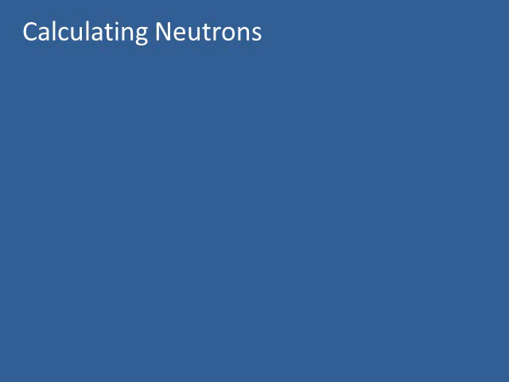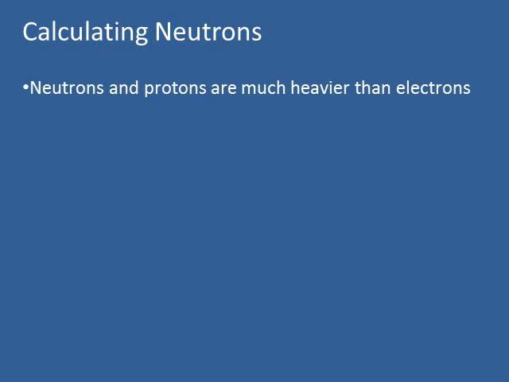Recall that neutrons are those particles at the nucleus of an atom that don't carry a charge. Now, when you're interested in calculating how many neutrons are in an atom, you need to remember two separate facts. First, neutrons and protons are much heavier than electrons, and thus they make up the bulk of the atomic mass, but also they're roughly similar in their size.